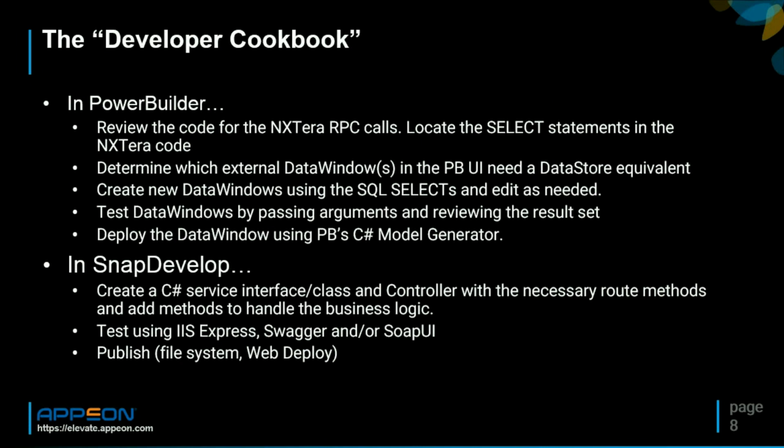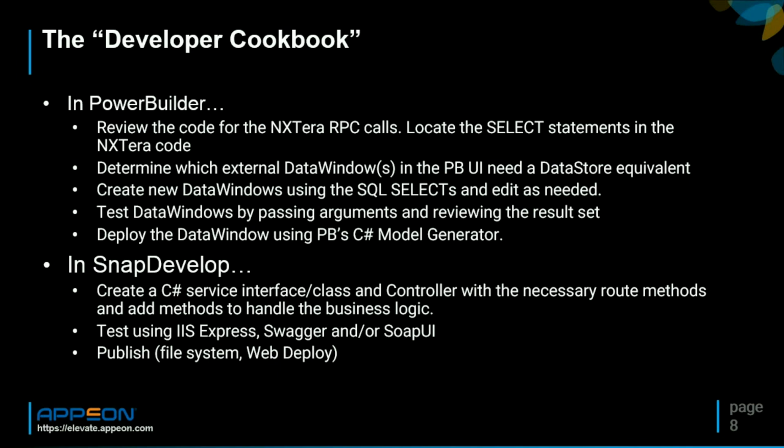We also created what we called the developer cookbook. This was basically a recipe that we used in PowerBuilder and in Snap Develop to effectually move a window from the C code into the Snap Develop area. The way we did this is we would review the PowerBuilder code and find the Nextera RPC calls. Once we had found the RPC calls, we'd go digging through the C code and locate the select statements in the Nextera code.